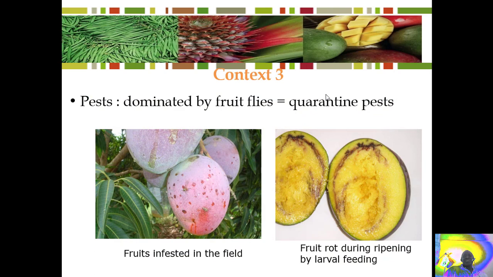Now, with respect to the pests, the dominant ones are fruit flies, which are quarantine pests. Here in the two photographs, you can see a female puncturing the fruit to lay eggs. And when these fruits are kept for ripening for several days, when we cut them, what we see is that the flesh softens and spoils, and we see some galleries, and sometimes we also see some maggots inside.